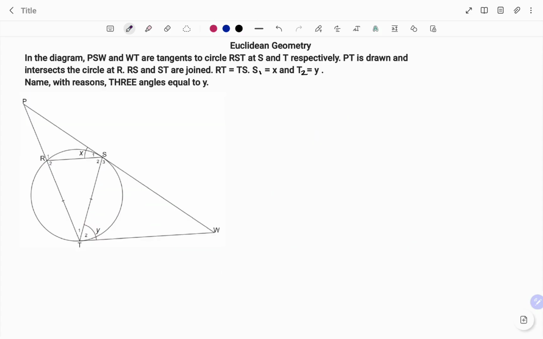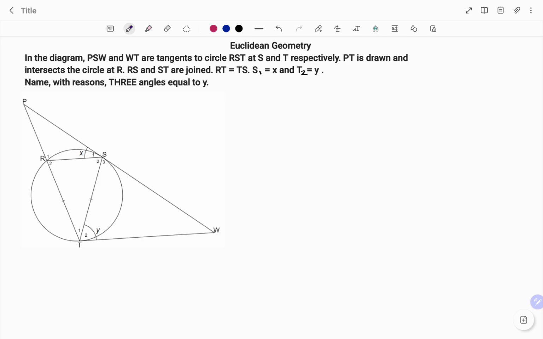In the second example, we have in the diagram PSW and WT are tangent to a circle RST at S and T respectively. The line PT is drawn and intersects the circle at R. RS and the line ST are joined. We have RT equals TS. The angle S1 is x as shown, and T2 equals y. Name with reasons 3 angles equal to y.